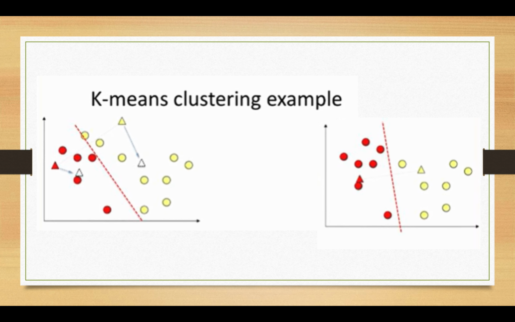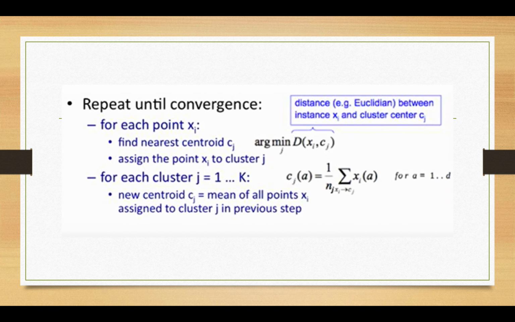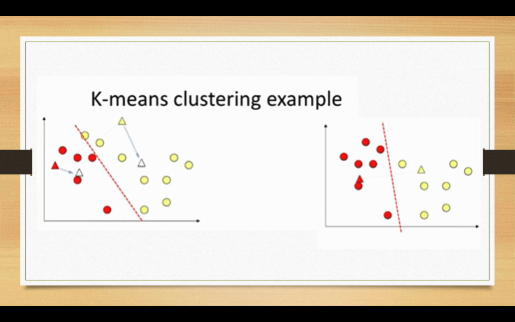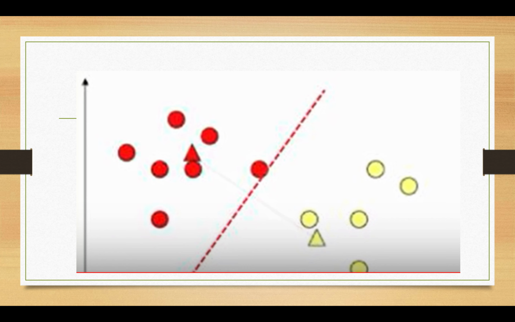We have to do this operation again and again, repeat until convergence. Now you can see the next step. As we move on, we will get a better example. Repeat until convergence. Now you can see the cluster centroids are properly aligned. So this is about k-means clustering.